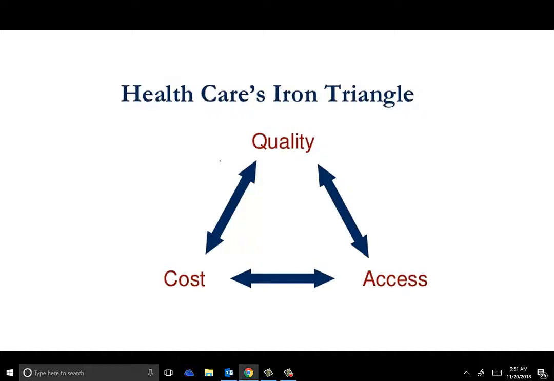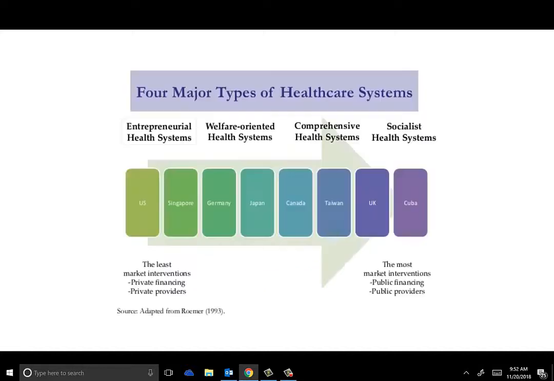Otherwise, you might keep the cost the same and raise access, but then the quality is going to decrease. So those 3 things are tied together, and whichever one that you change, if you increase quality, it's going to increase cost. It might decrease access. Just think about the amount of time people spend with providers or those kind of things. So those 3 things are linked together. That's the iron triangle of healthcare. That's one of the key components, one of the key things that you need to know for this class. We talked a little bit about types of healthcare systems.